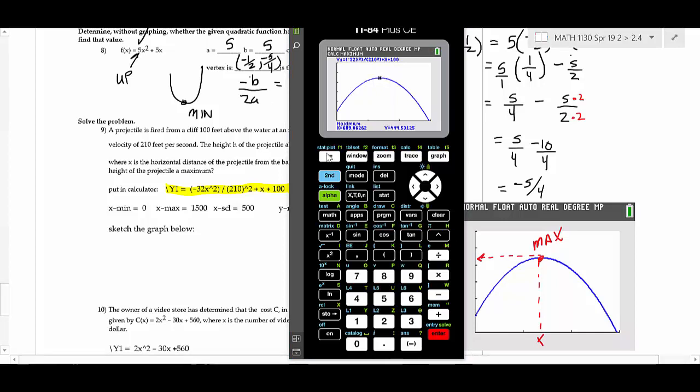What I get is this point right here, the vertex is the point 689. I'm just going to round it like that, and then 444.5. So that's what that is. The answer to the problem would just be 689 feet from the base of the cliff.